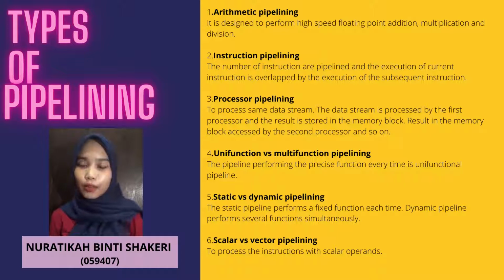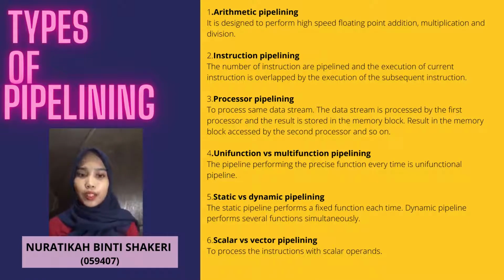To process the same data stream, the data stream is processed by the first processor and the result is stored in the memory block. The result in the memory block is accessed by the second processor and so on. The fourth one is unifunction versus multifunction pipelining. The pipeline performing the same function every time is a unifunction pipeline.